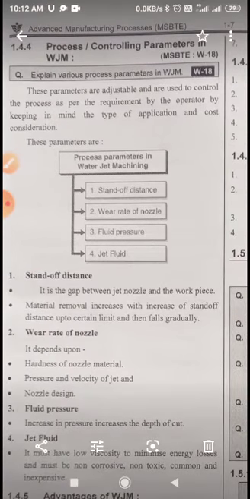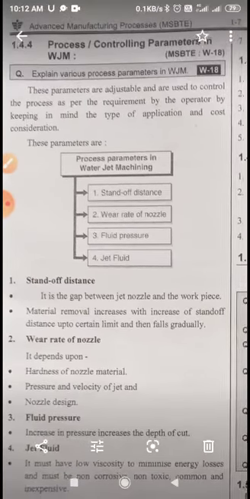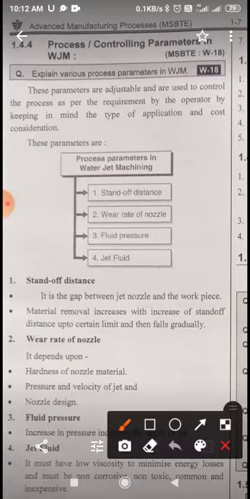Process controlling parameters in WJM. As in AJM, the same things are to be controlled over here: stand up distance, wear rate of nozzle, fluid pressure and jet fluid. First is stand up distance. It is the gap between nozzle and workpiece. Material removal increases with increase of stand up distance up to a certain limit and then falls gradually.